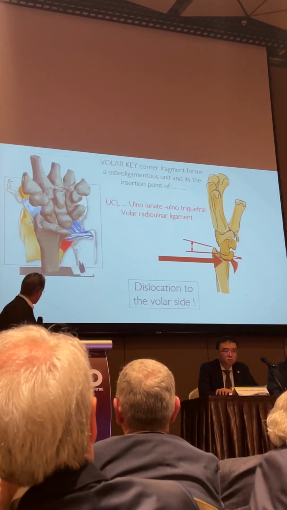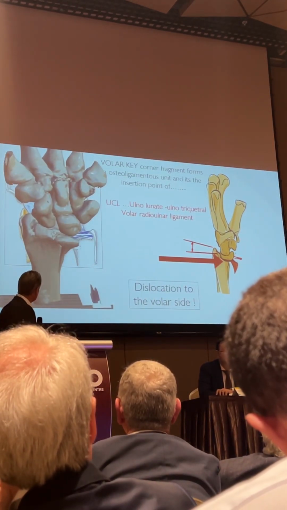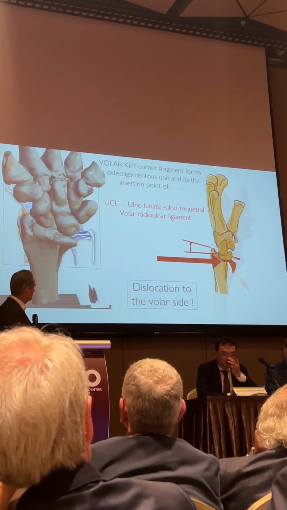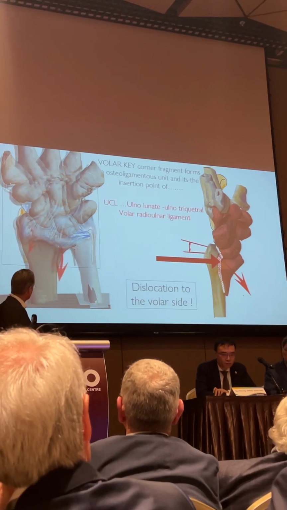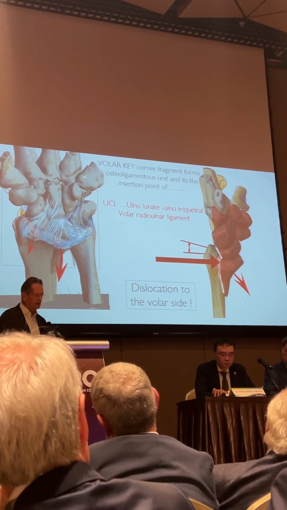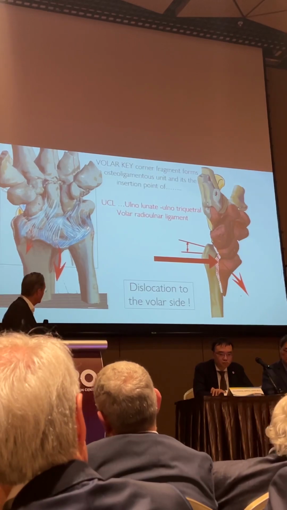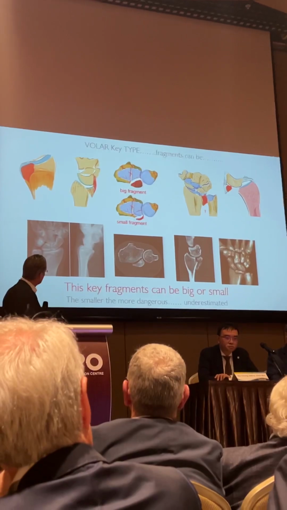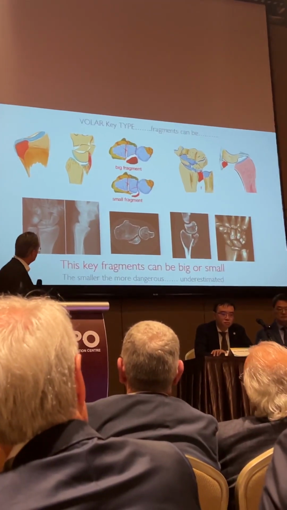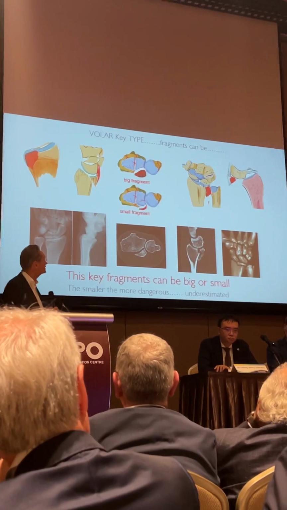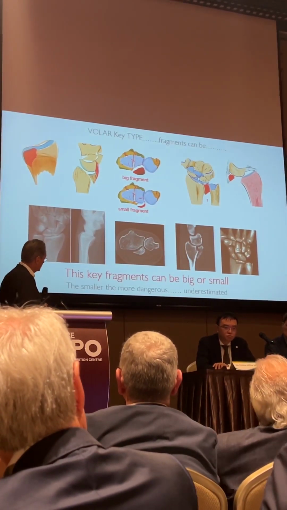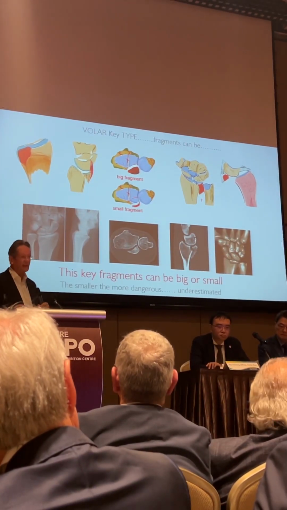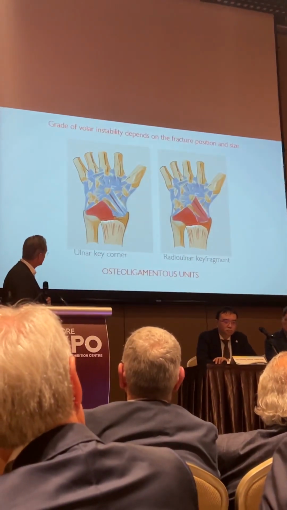And then this fracture type tends to dislocate to the volar side, as you can see it here, because the ligaments are like a belly around it, and they dislocate with the fragment. So volar key type fragments can be big fragments and can be small fragments, and the smaller, the more dangerous they are, because they are underestimated and you cannot see them really in plain X-rays.